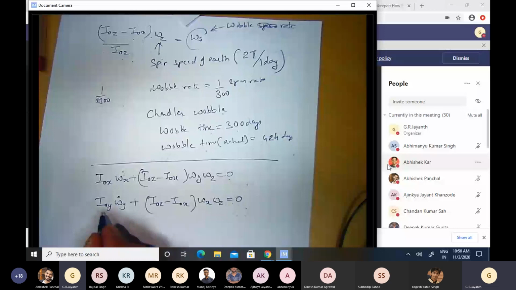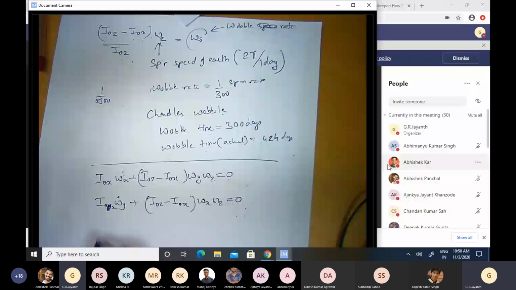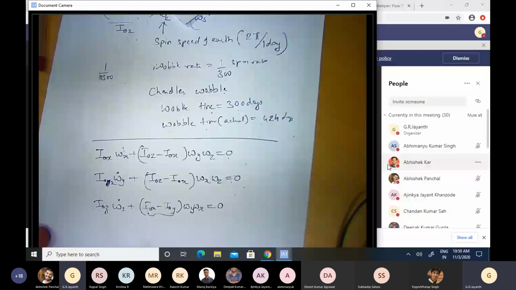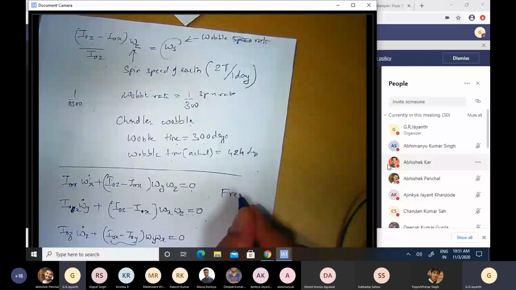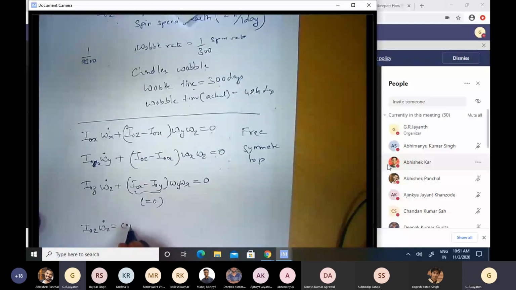Then finally I0z omega z dot plus (I0y minus I0x) omega y omega x equal to 0. Now you notice that since I0x and I0y are equal for a cylindrically symmetric object, this term here goes to 0. So this is the equation for a free symmetric top. Okay, so what does that give us? That I0z omega z dot is equal to 0, or in other words, omega z is a constant.